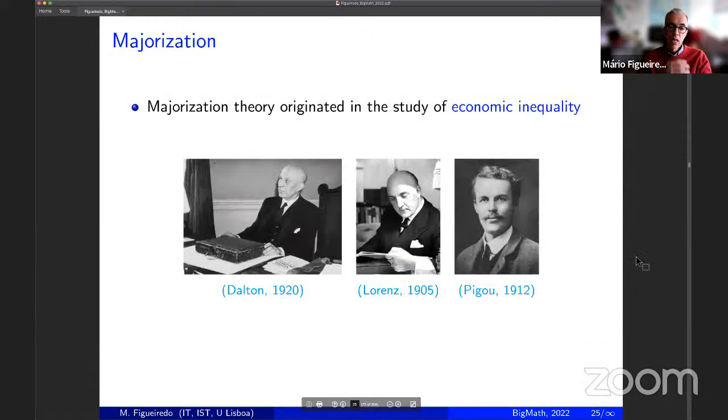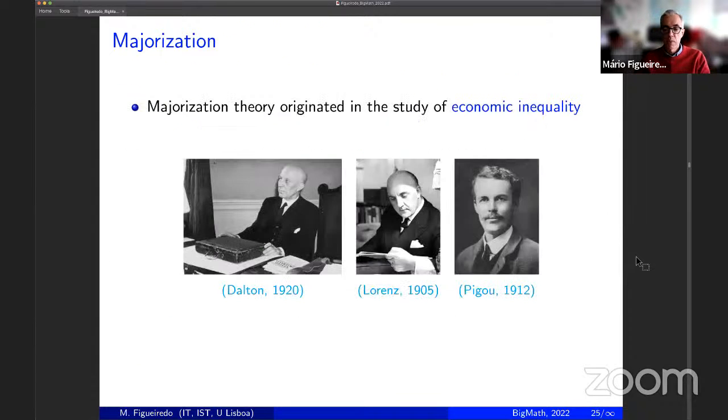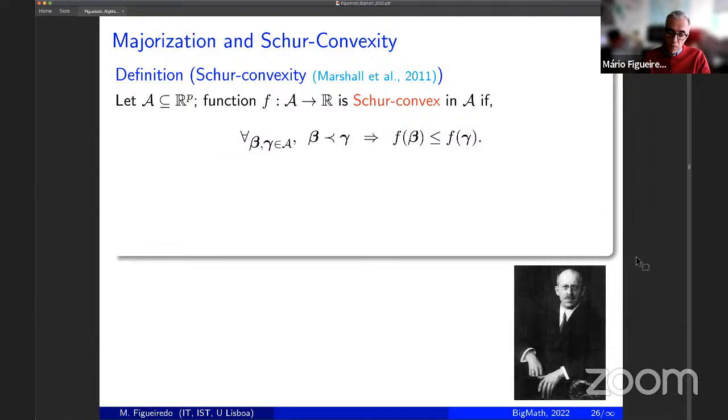Okay, so these ideas go back to the early 20th century, and they originated in the study of economic inequality, because they look at these vectors as distributions of wealth, and study how well wealth is distributed across the population. Another fundamental concept here, which I'll need to prove these results, is the notion of Schur convexity.